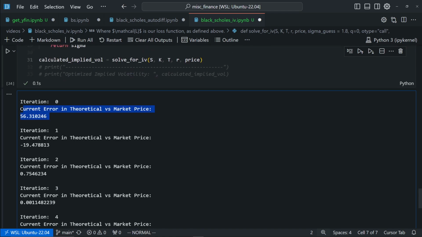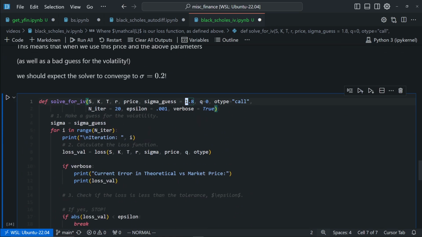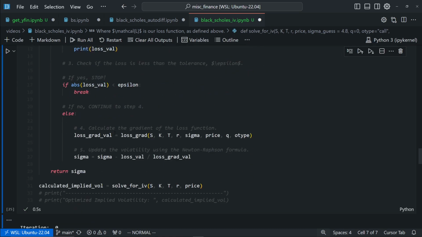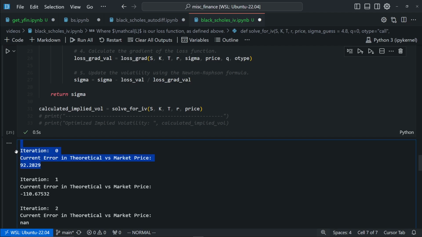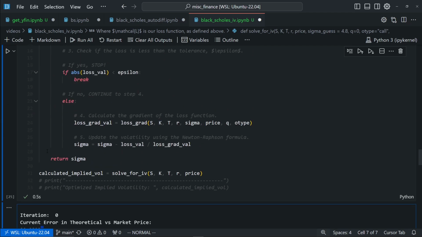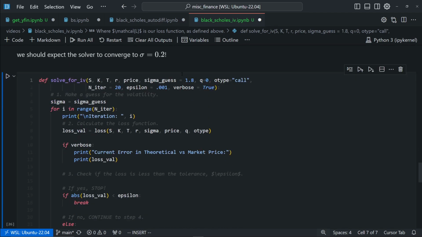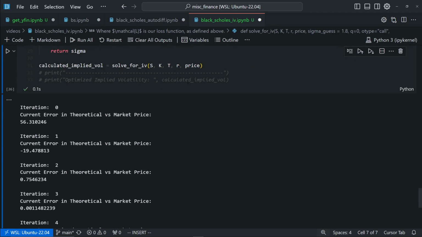So we go through iteration one, and we're off by $56. So our initial guess for the volatility is horrible, right? We can even make this worse. Let's make it 4.8, and you'll see that the price is going to be very far. So we're $92 away from the correct price. Over time, okay, maybe I made it a bit too far. Let's make it a bit more reasonable. We'll make it 1.8. Should be a reasonable enough thing to converge to an answer.